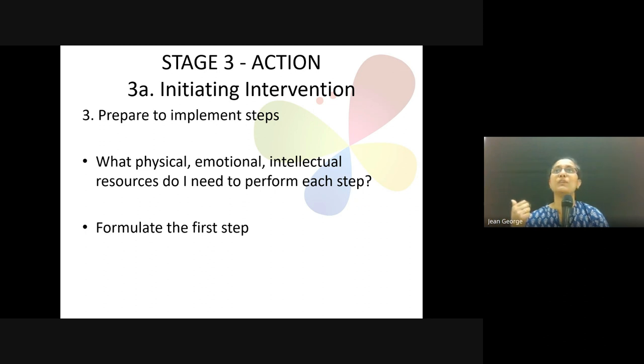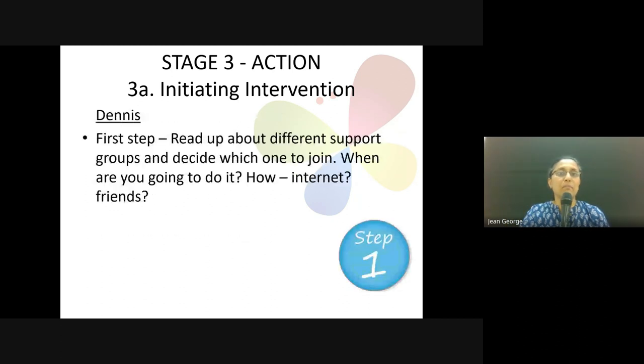Maybe physically, he may need to call up some rehabilitation centers. Or emotionally, he may say every time, let's say, a rehabilitation center rejects him, how is he going to cope with that rejection, right? Or intellectually, how is he going to keep his mind alert in class through those times? So these are all the resources that he may need to implement that. And formulate the first step. Discuss the first step with him. What will you do next week when you come? So you're actually formulating that first step. So that's how you prepare to implement the steps.